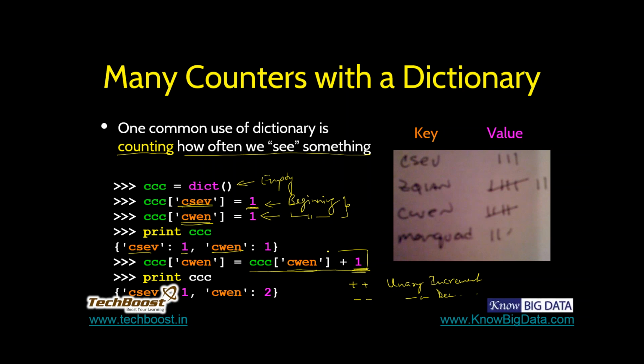This particular expression is nothing but we are saying the current count. By this we mean that in my dictionary CCC, get me the count of CWN. And since I have noticed that word coming again, I want to increment its count by 1. And hence when you print out the dictionary right now, you get CSEV count as only 1, whereas CWEN, its count has become 2. And this is the way you can perform this task, the task of counting the number of times a particular item has appeared.